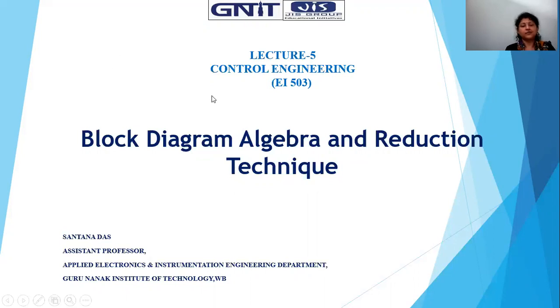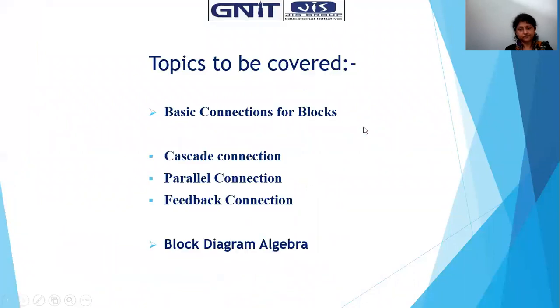Now, what will be the block diagram algebra? Ultimately, you have to obtain a single block associated with the excitation and the final control variable as output: set point as the input and control variable as the output. That's why we require some algebraic manipulation. This part involves block diagram algebra and the reduction technique, such that we get a single block with R(s), the set point, as the input signal and the excitation, and the output as the response C, the controlled variable.